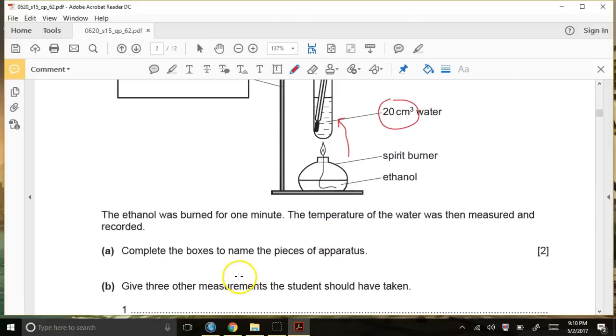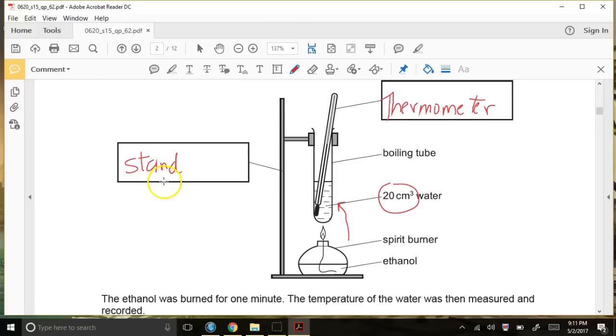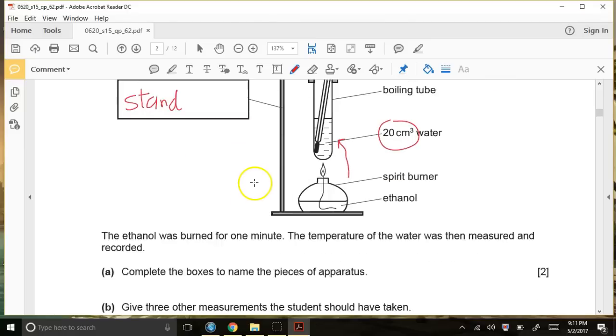The first part of the question says complete the boxes to name the piece of apparatus. Well, if you look here, I'm sure you do recognize, this is a thermometer. That's something that most students are very comfortable with. But this one, well, it's supposed to be called a stand. It has a popular name, clamp stand. Then this will be much better off.